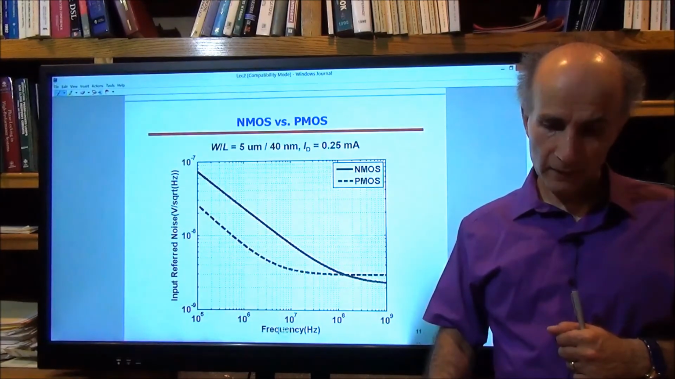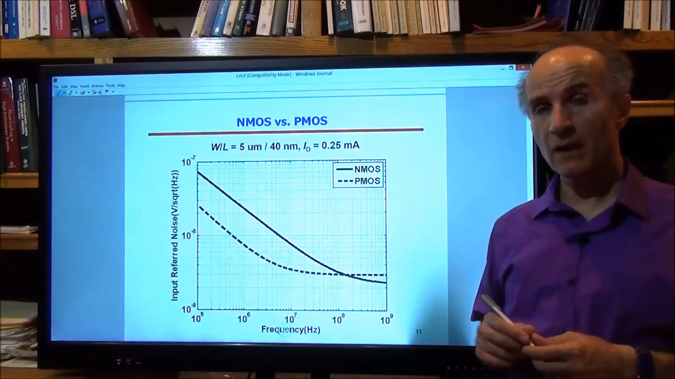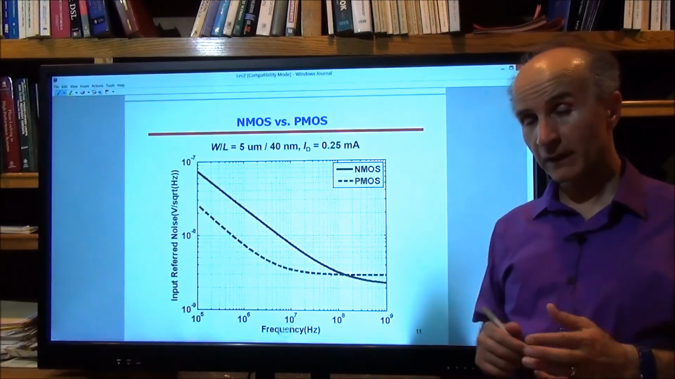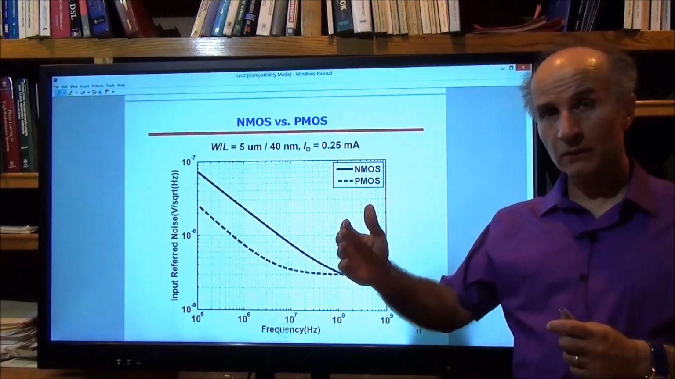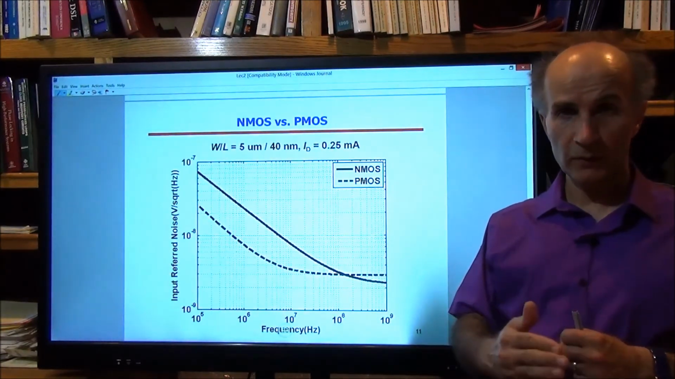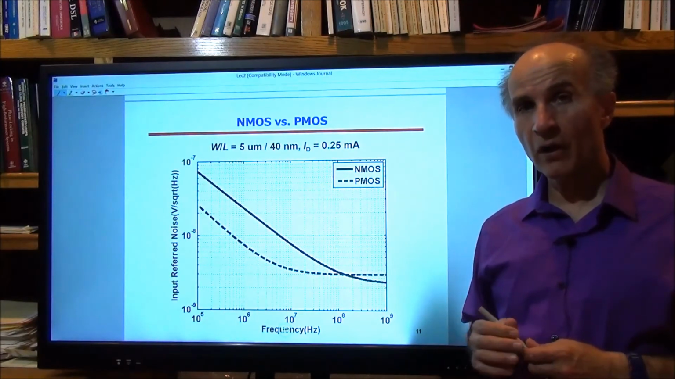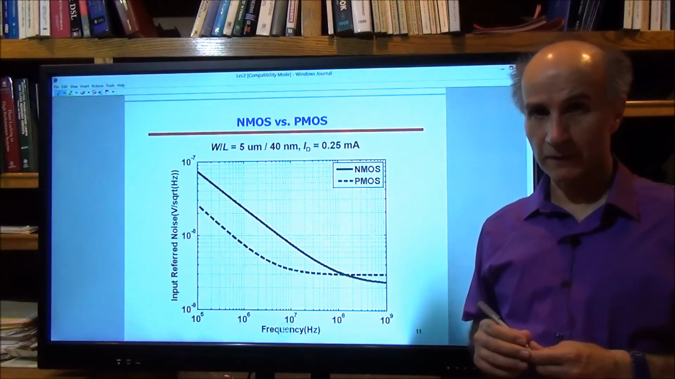In practice, the flicker noise behavior of NMOS and PMOS transistors is not the same. It depends on the technology. In most older technologies down to 40 and probably 28 nanometer nodes, the NMOS tends to have a higher flicker noise than the PMOS device.